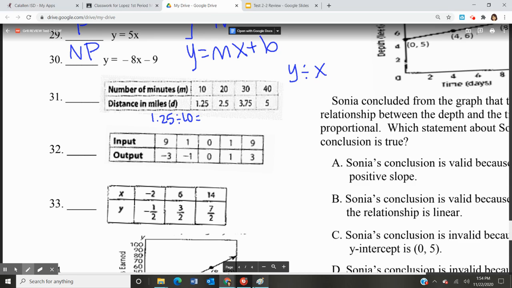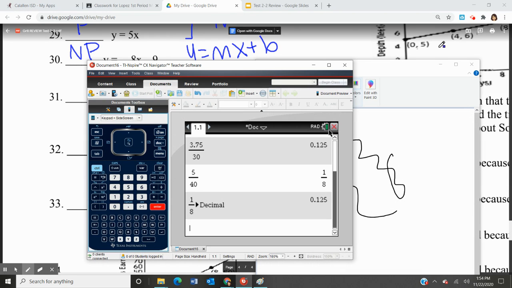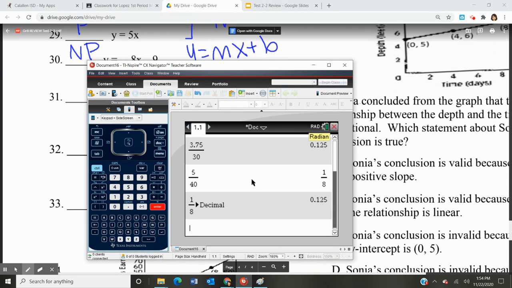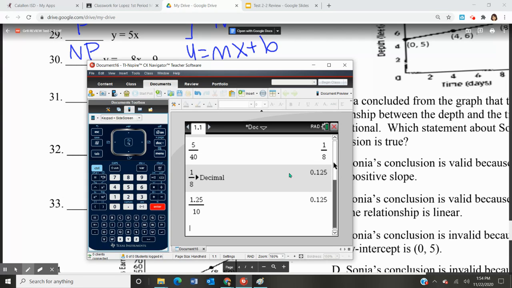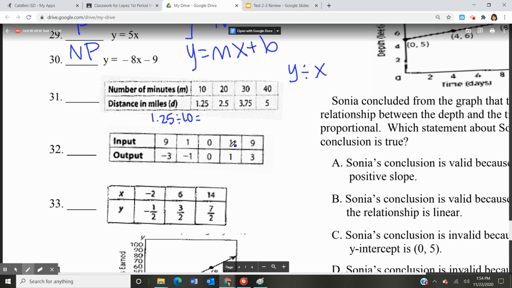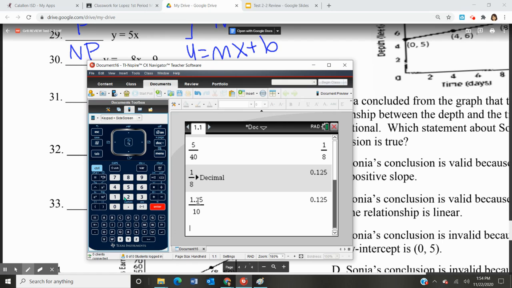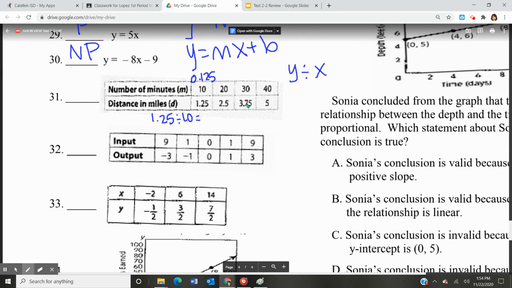So let's go ahead and open up our calculator, and I'm going to do 1.25 divided by 10. Here we get 0.125. So the rest of our values here should come out to be 0.125. So now I'm going to divide my y value, which is 2.5, by my x value, which is 20. We get 0.125. Here we get the same thing, so that checks out.